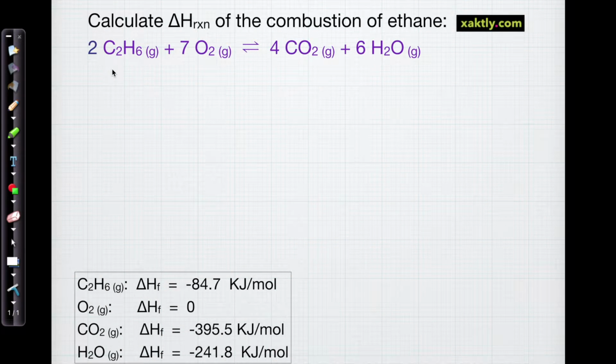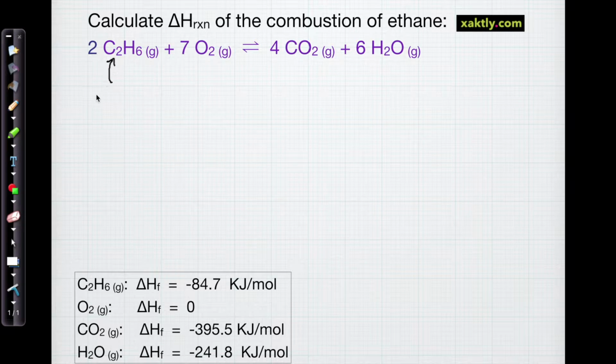Hi everybody. Here's another example of calculating the enthalpy of reaction using the standard enthalpies of formation of the reactants and products. And I've got those listed down on the lower left, but again, we would generally look those up in a table which we could find online or in a textbook or reference book.